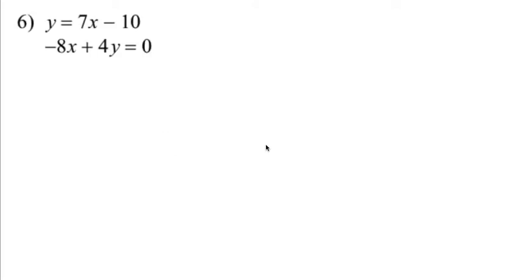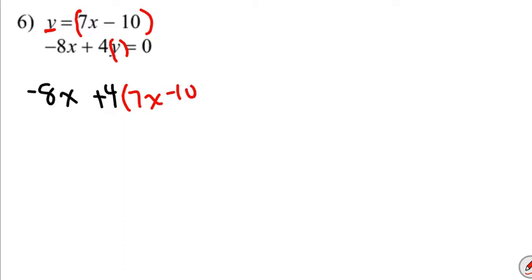So first of all, number 6. Now what we are going to do is we are taking this value here, 7x minus 10. We're going to take that value and we are substituting or plugging that in for this y value because we know that's what y is equal to. So when I do this, I have negative 8x plus 4, and then instead of writing y, I'm going to replace that with 7x minus 10. And then rewrite the rest of the equation, so equals 0.